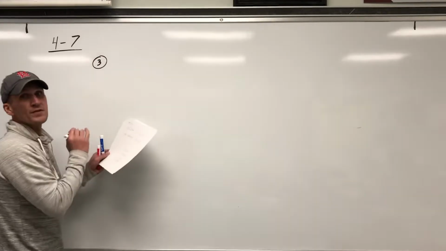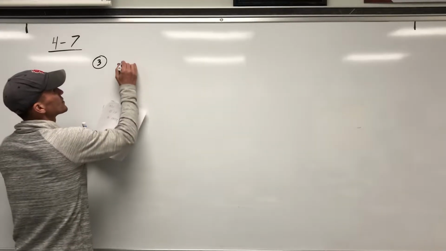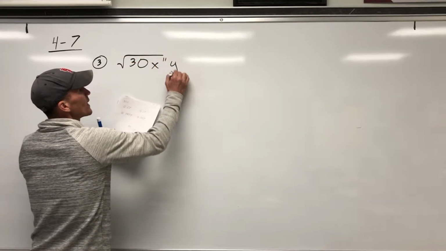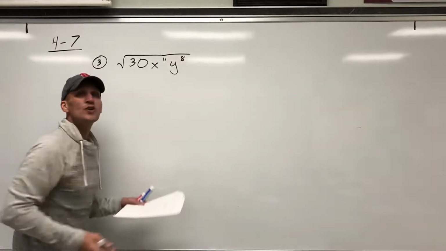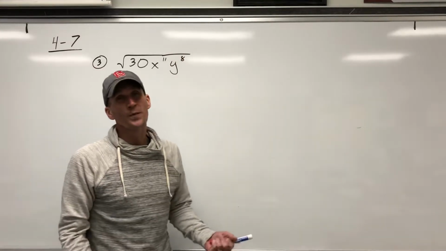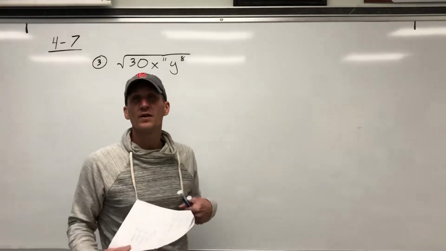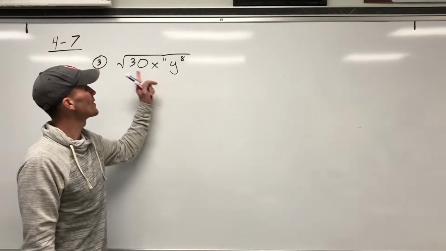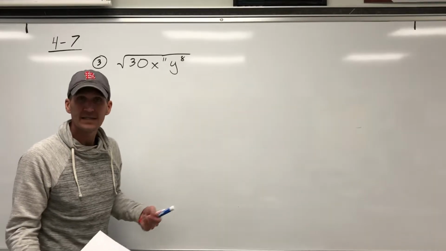I can do numbers and variables together. So I have square root of 30, x to the 11th, y to the 8th, just like we did yesterday. I'm really hoping square root of 30 is perfect because then I don't have to do the factor tree for it. But square root of 30 is a decimal.